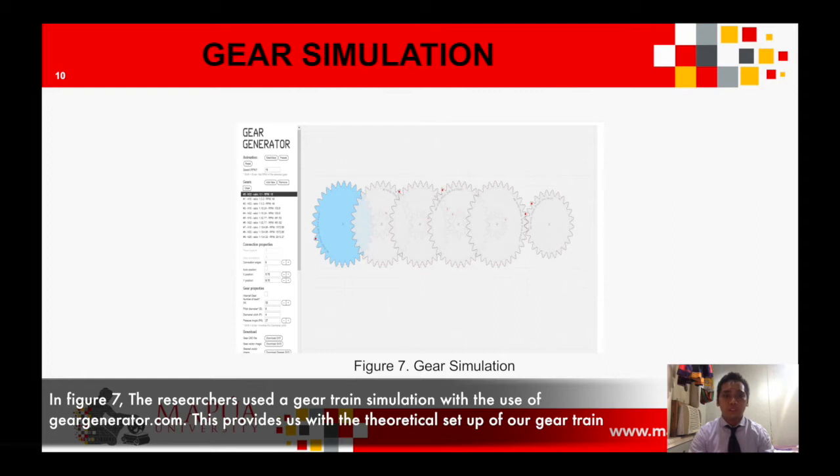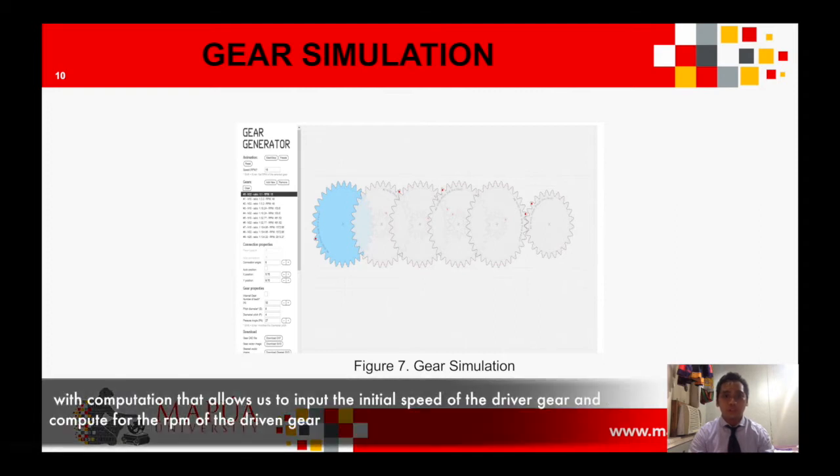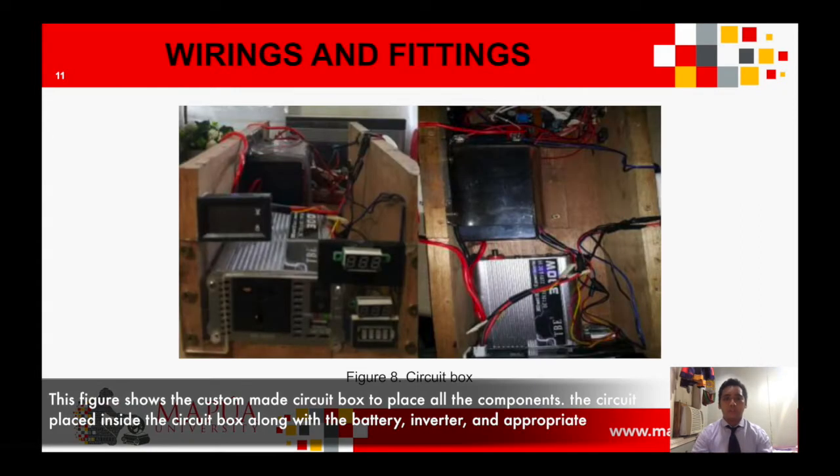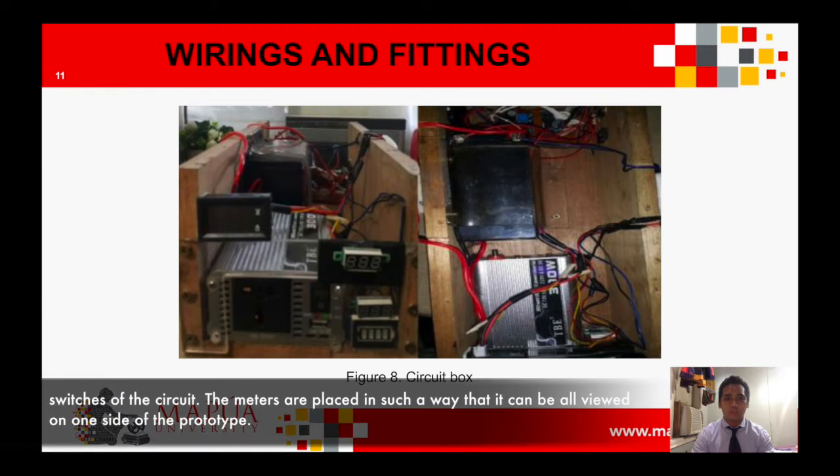This provides us with the theoretical setup of our gear train with computation that allows us to input the initial speed of the driver gear and compute for the RPM of the driven gear. This figure shows a custom-made circuit box to place all the components. The circuit is placed inside the circuit box along with the battery, inverter, and appropriate switches of the circuit. The meters are placed in such a way that they can all be viewed on one side of the prototype.